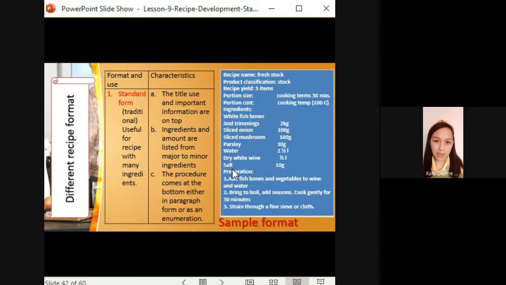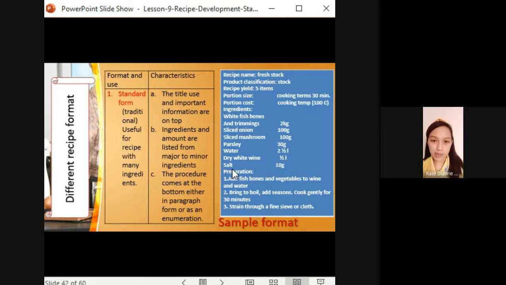So, ano ang characteristics of standard form? So, this is also called the traditional. This is useful for recipe with many ingredients. So, ayan siya. Yung characteristics niya, the title, use, and important information are on top. So, kung mapapansin nyo, yung recipe name, product classification, recipe yield, portion size, portion cost, nandiyan. Kasama na yung cooking terms and cooking temp.